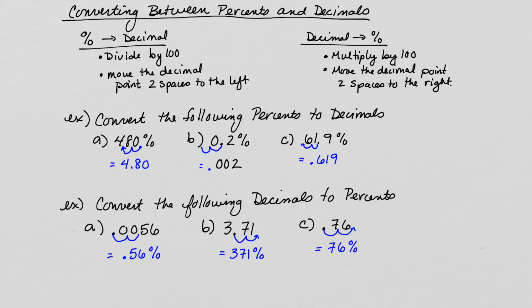So the important thing to remember is to go from a percent to a decimal, you want to move 2 spots to the left. To go from a decimal to a percent, you want to go 2 spots to the right.